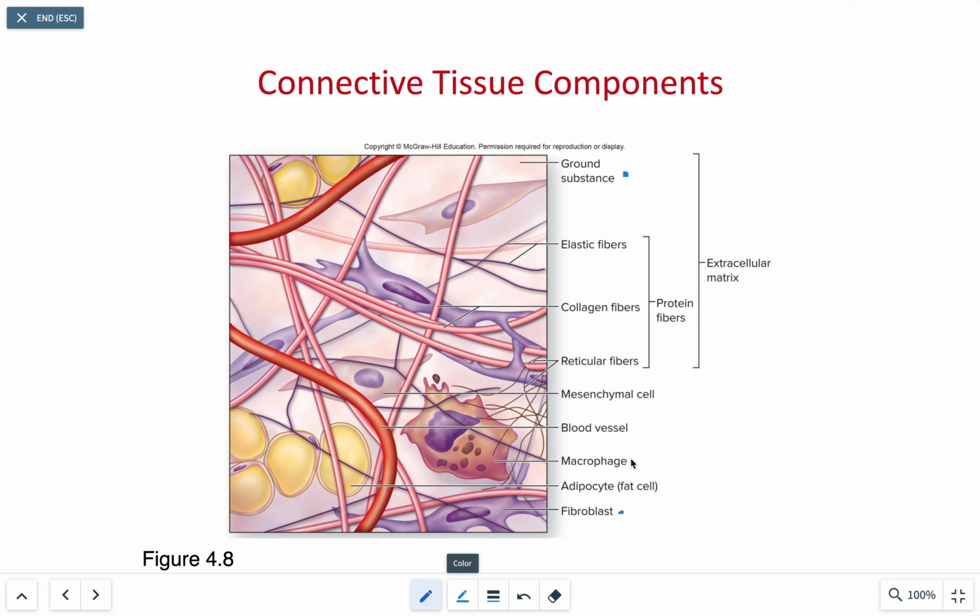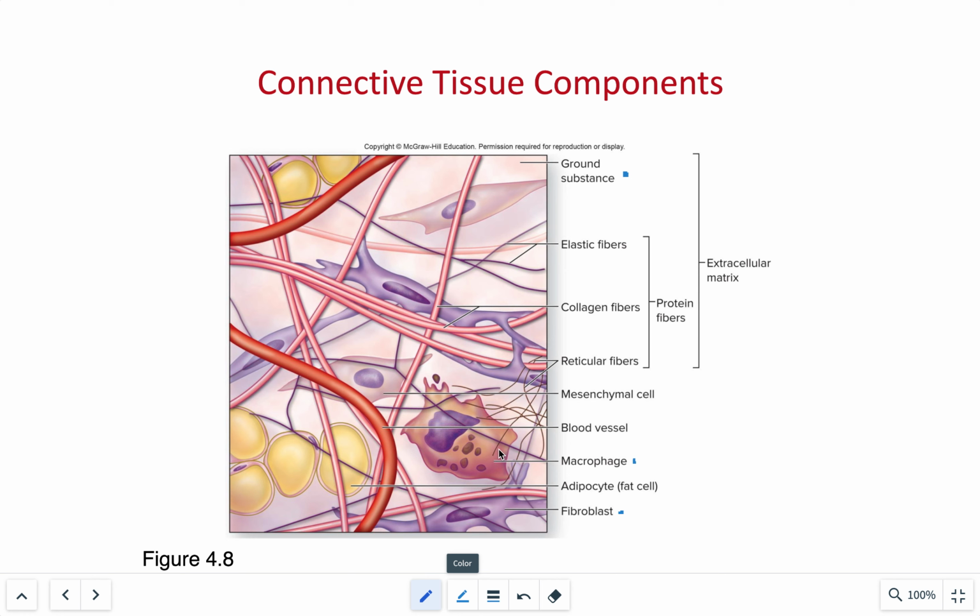The next one is the category of macrophages. This one would be considered a resident cell, so it's called a fixed macrophage. They are derived from monocytes. They closely resemble a large amoeboid cell, and they're scattered throughout the matrix.